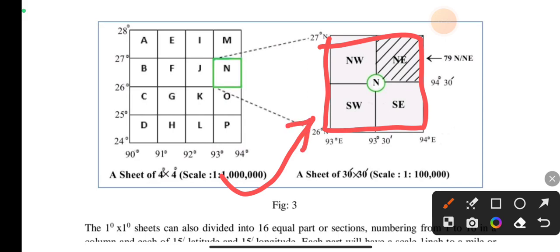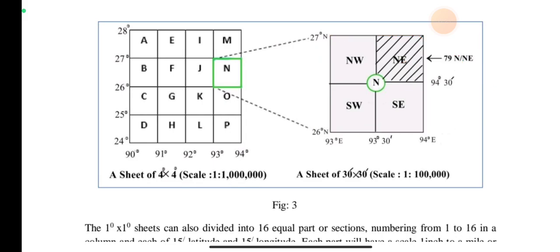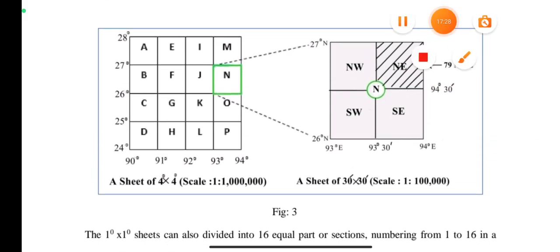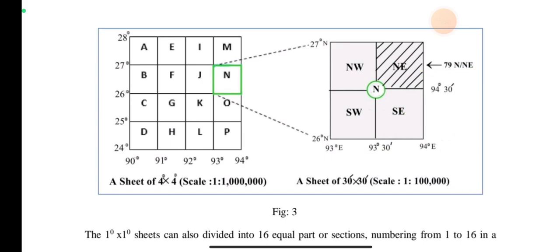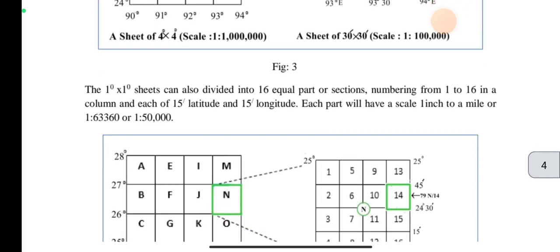Okay, and now again this is divided into 4 parts. So we are getting 2,50,000 by 2. So we are getting 1,25,000. So this part, suppose this part 79 n by e, the scale should have been 1 is to 1,25,000. I don't know where it is written here, 1 is to 1 lakh.